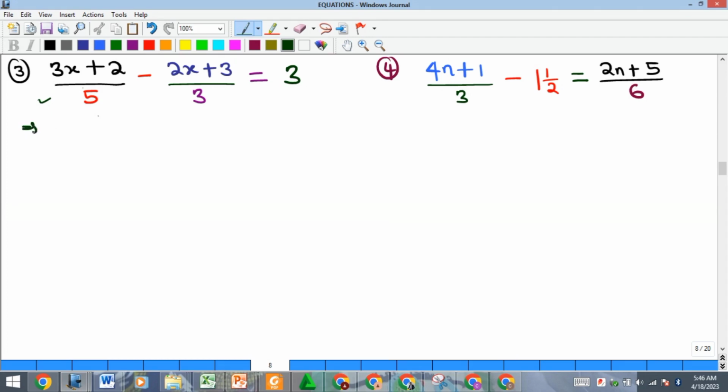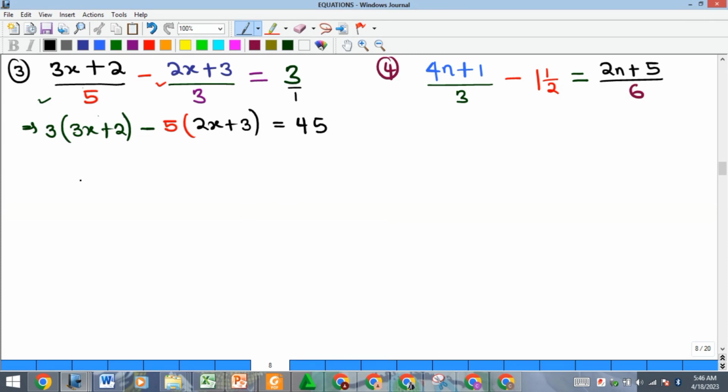So you just have 3 left, and that 3 will multiply the numerator, which is 3x plus 2. And that's minus, when you do the same thing here, 15 multiplying this, your 3 will cancel the 15 and you will have 5 left. And that 5 will multiply the numerator, which is 2x plus 3, to be equal to, now here there is no denominator, you can say it is over 1, so 15 will just multiply 3 to give us 45.